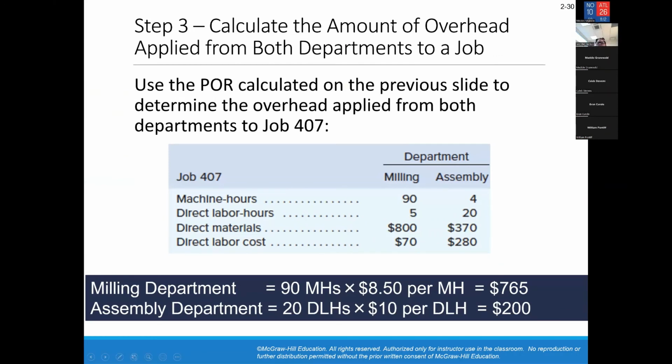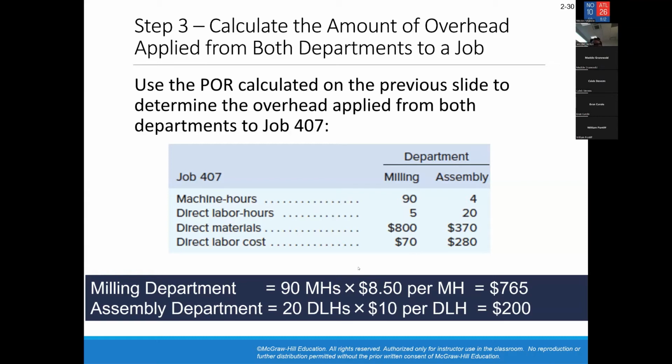All right, so next we want to calculate the amount of the overhead that was applied. So we're going to look at this job. We're calculating for job 407. We have total machine hours for 407, which tells me 90 machine hours. My direct labor hours are here, and then it's got my direct labor costs. My assembly department lists out my machine hours, direct labor hours, direct materials, and direct labor costs. So we have to figure out those three pieces that we need.